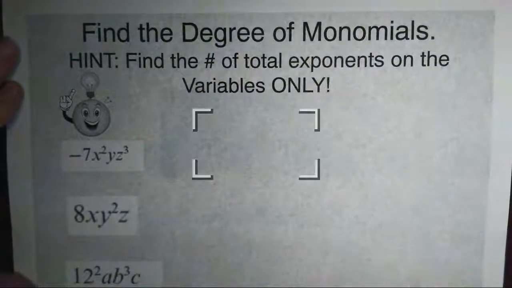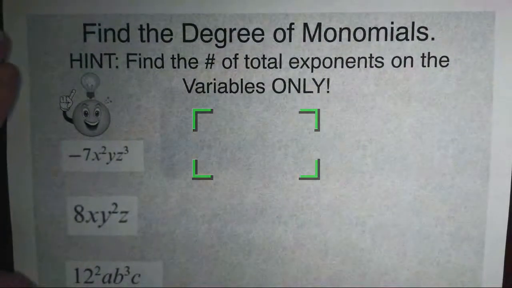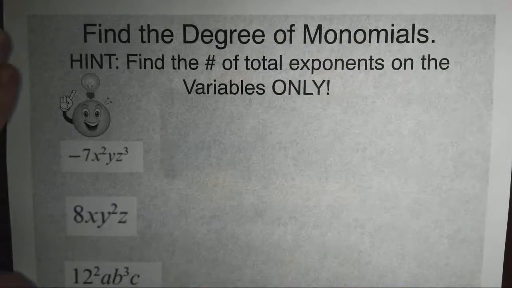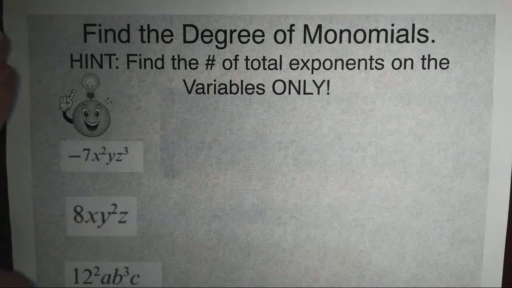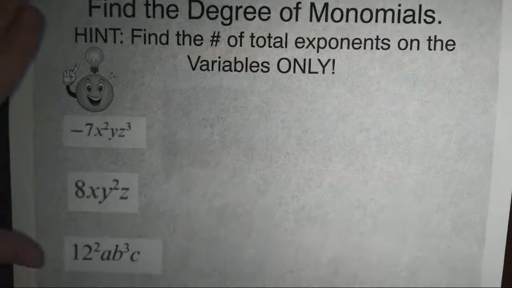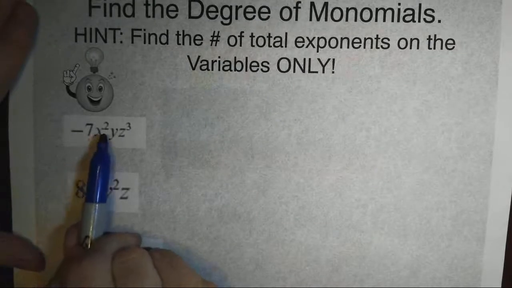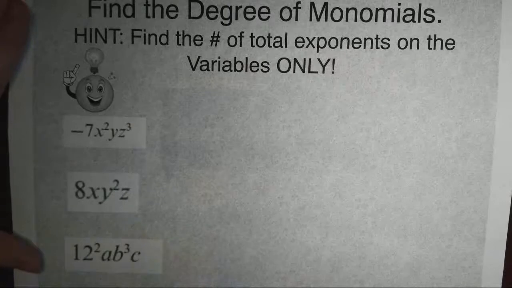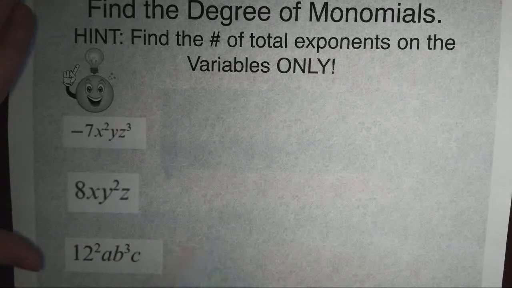In this example, which needs to be in your book or in your notebook, we want to find the degree of each of these monomials. So we want to find the total of the exponents on the variables in each of these monomials. Now first we have negative 7 x squared y z to the third. In order to find the degree, we simply add up the exponents on the variables only. We don't worry about any exponent on the constant.